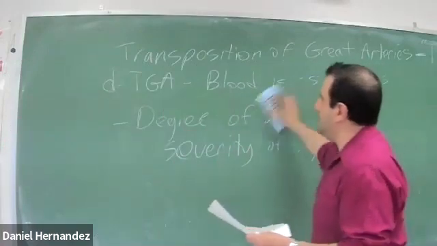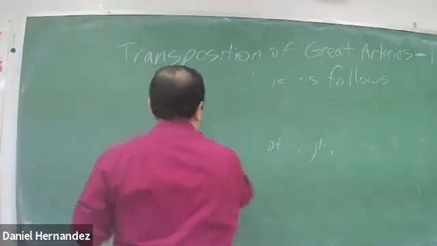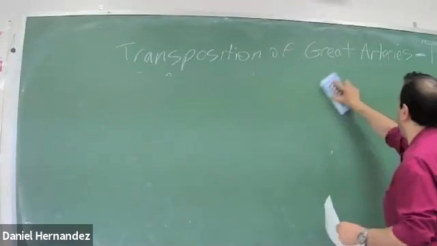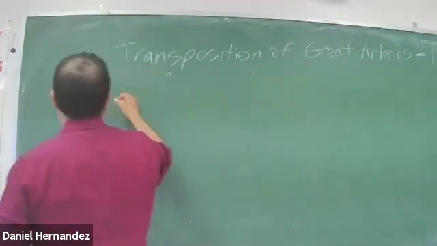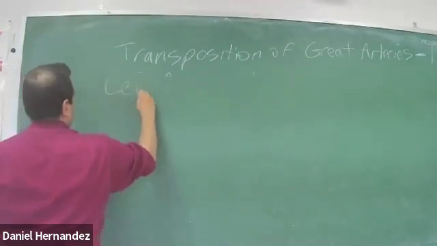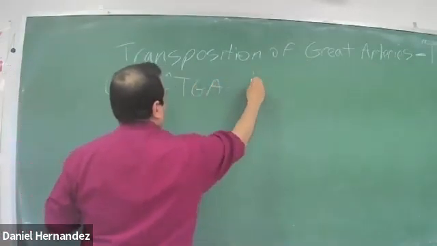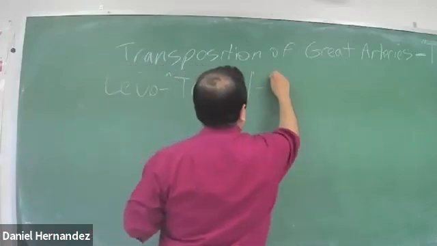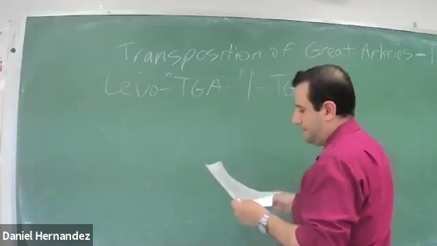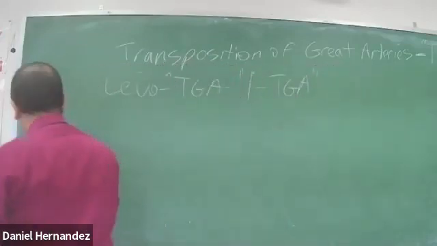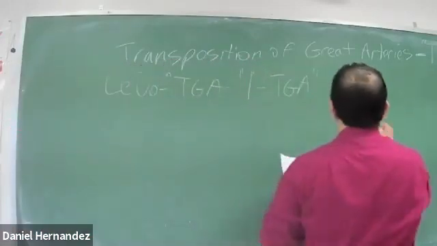So the second main type of transposition of the great arteries is going to be our levo-TGA or LTGA. Levo-TGA, LTGA. This is also referred to as a corrected TGA.